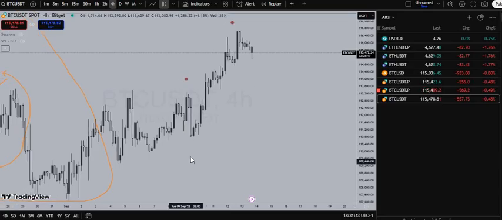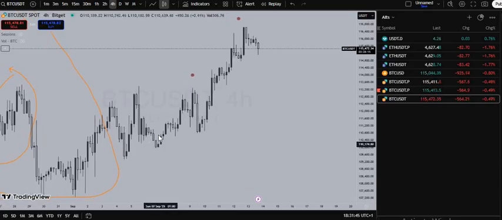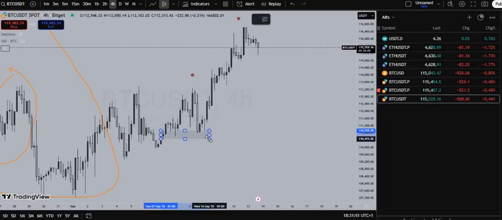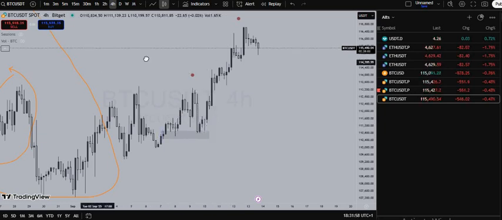Okay, here you can see price. We have a rally base rally, and then you can see price dropping to test it, going back up, coming back down to test it, and then moving in that direction.